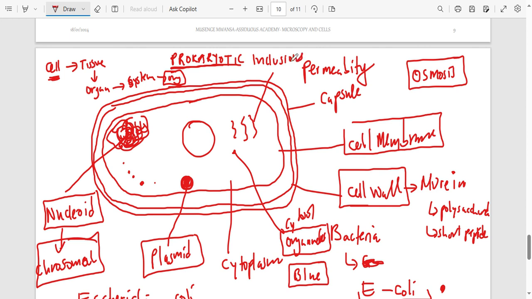Okay, inclusions. An example is some carbohydrates like glycogen. Glycogen is a carbohydrate. It doesn't have any membrane to surround it, so it's an inclusion. Okay, so this is an overview on cells and microscopy.